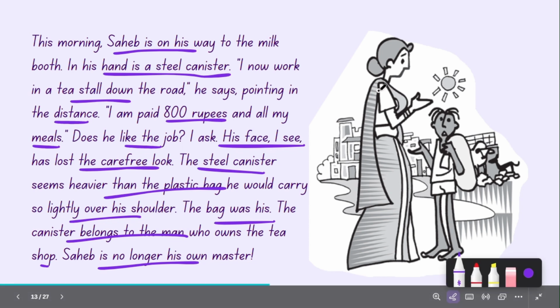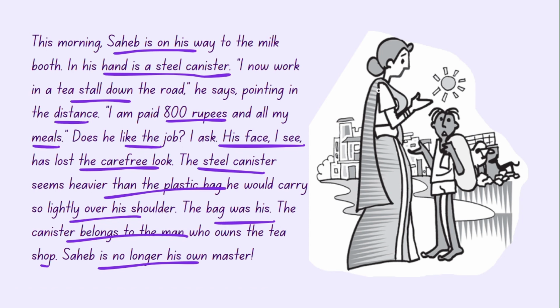Now, one morning, our author encounters Saheb on his way to a milk booth. He has a steel canister in his hand, and he's going to get milk. He explains to her that he started working at a tea stall down the road and he's paid 800 rupees and all his meals. So he gets to eat at that tea stall and he gets 800 rupees as salary per month.